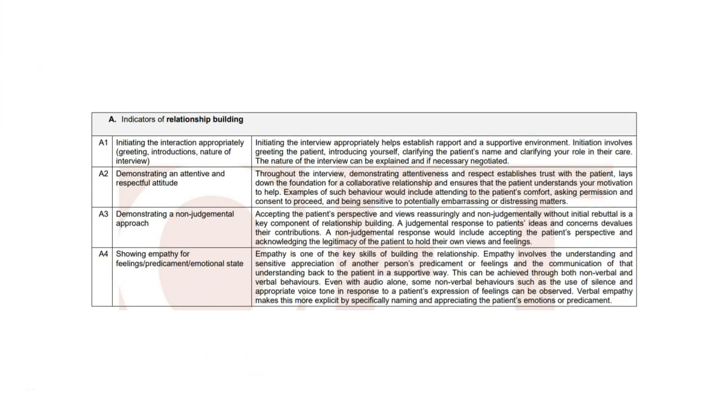So this is our relationship building criteria as part of the communication criteria for OET speaking. I have these definitions from the glossary section available on the OET website. There is a maximum of 3 points in total for overall how proficiently you can use these criteria in your speaking exam. And for that, we have to initiate the interaction appropriately. We have to demonstrate an attentive and respectful attitude. We have to demonstrate a non-judgmental approach, and we have to show empathy.